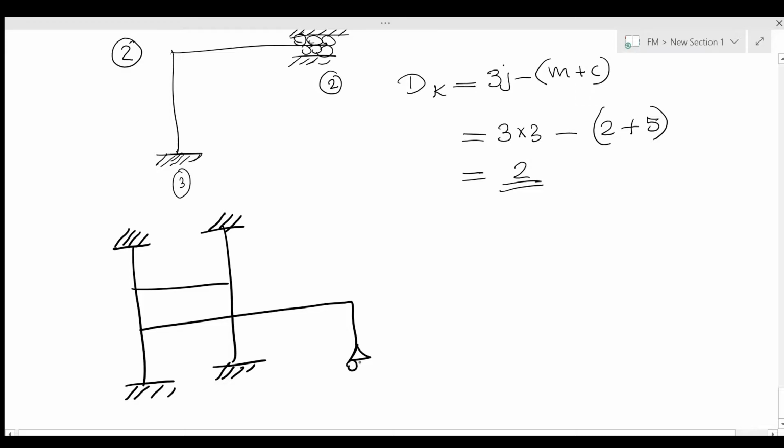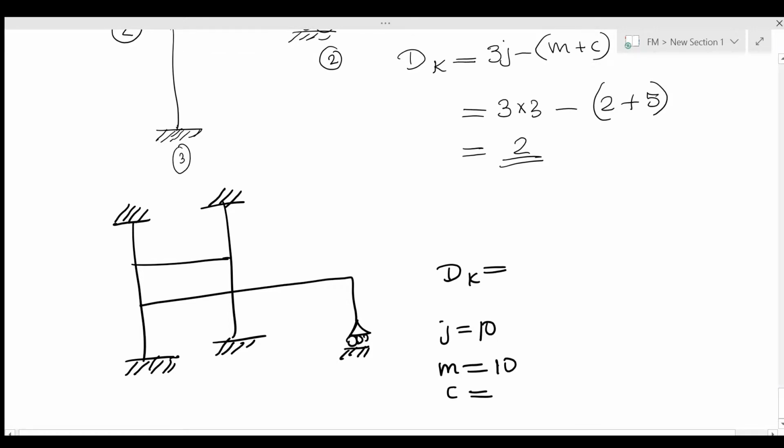So this is a constraint frame. Let's see the degree of freedom for this frame. Here we have j equal to, let's count the joints: 1, 2, 3, 4, 5, 6, 7, 8, 9, 10. So j is 10 and the number of members is also 10. For the number of constraints, a fixed support gives 3 constraints. We have 4 fixed supports and 1 roller support, so 3 into 4, 12, plus 1, a total of 13 constraints.